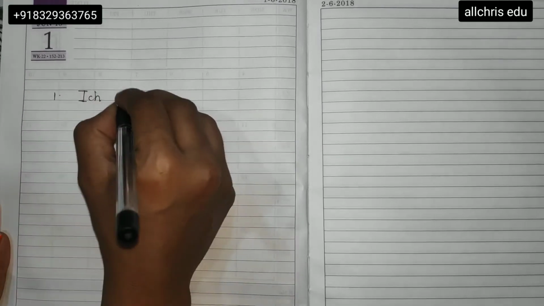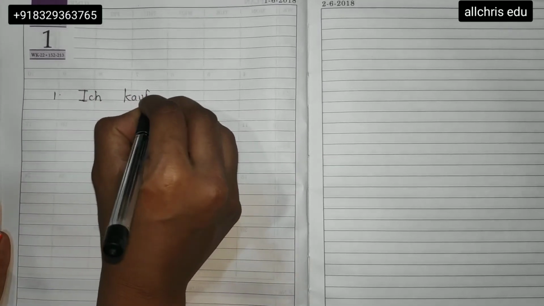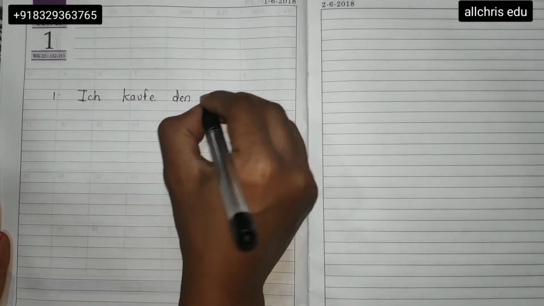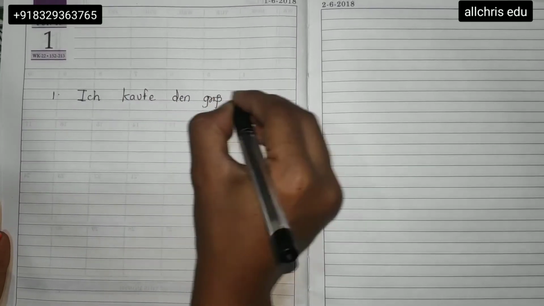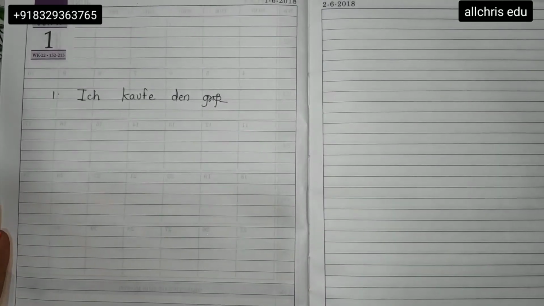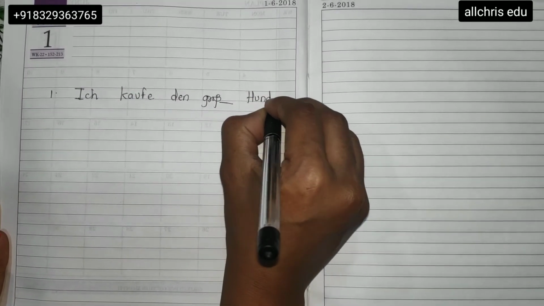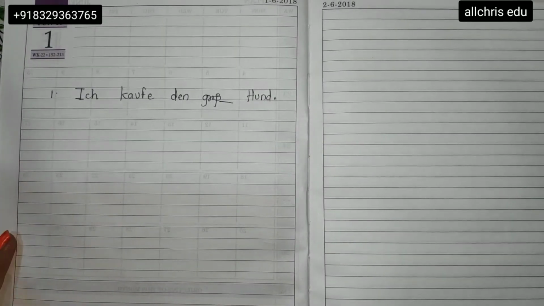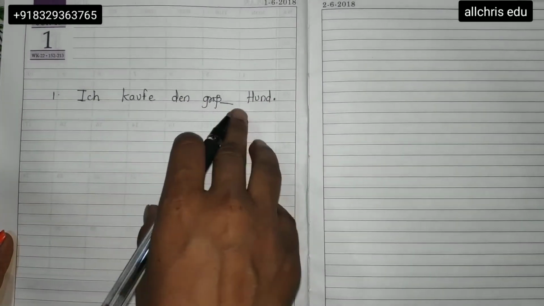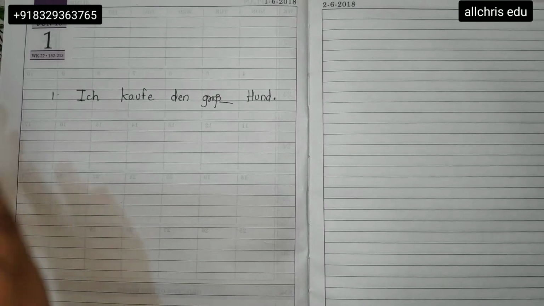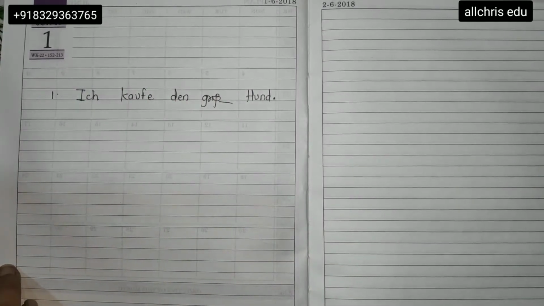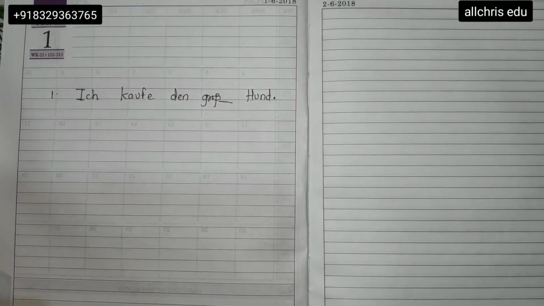Ich kaufe den groß small dash. I will never leave it blank. I will just put a small dash and Hund. Full stop. Okay, so: Ich kaufe den groß blank Hund. So if this is my adjective endungen sentence, how to solve it now?